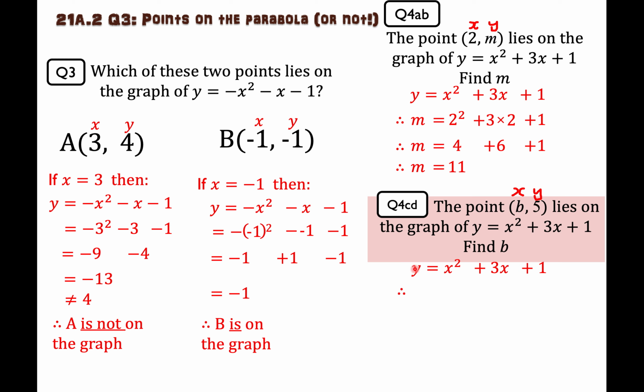So y I'll replace with 5. So I'll write this again with my therefore sign. Y I'll replace with 5. The equals, I'll just copy that down. The x is b now, so I'll replace that x with b and copy that squared, plus 3b plus 1. So very similar, I've just replaced x with b.